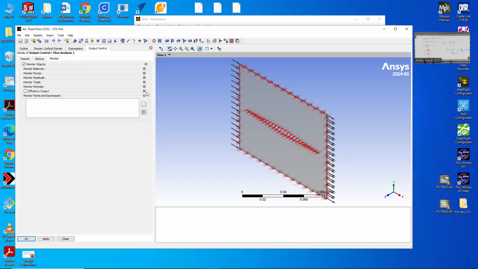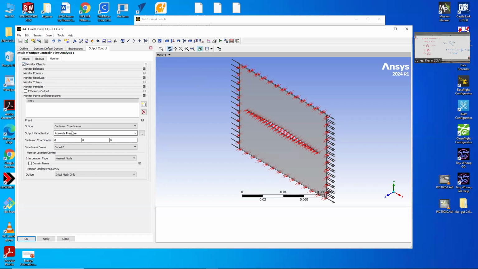Monitor this. What do I call it? Can't remember. I don't think I can use P1. So press 1. Expression. My P1.